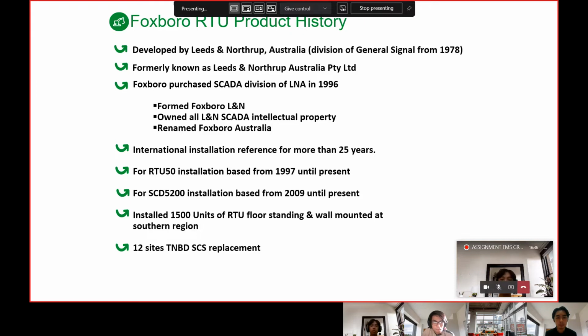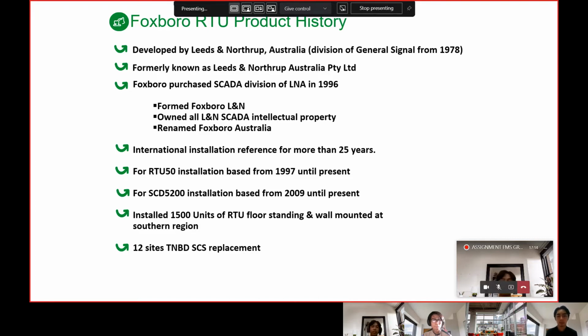Foxborough purchased the SCADA divisions of LNA in 1996. They own all the Leeds and Northrop SCADA intellectual properties, and they renamed their company to Foxborough Australia. Basically, they stayed in Australia.